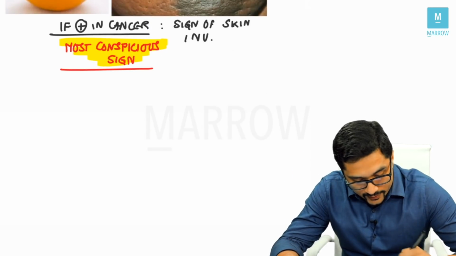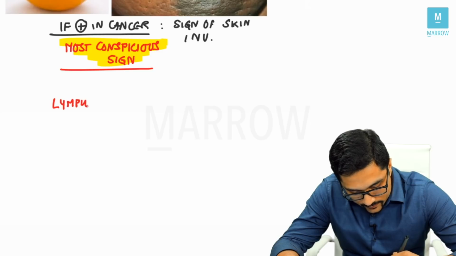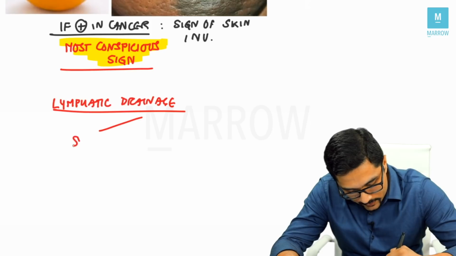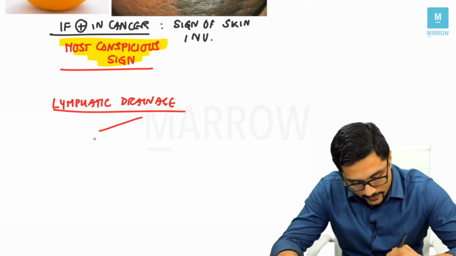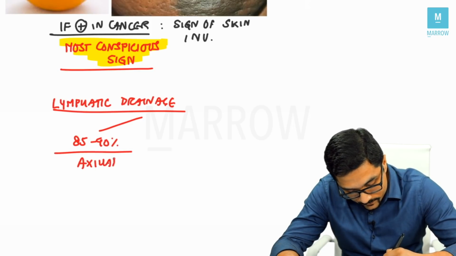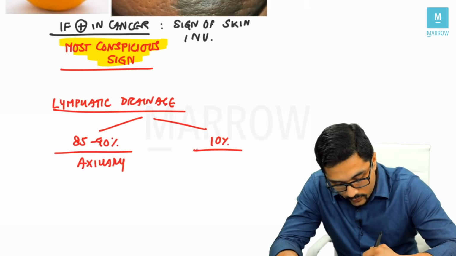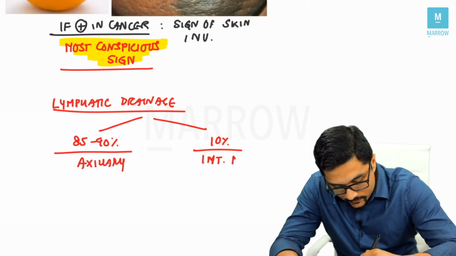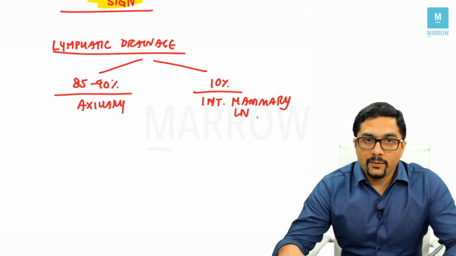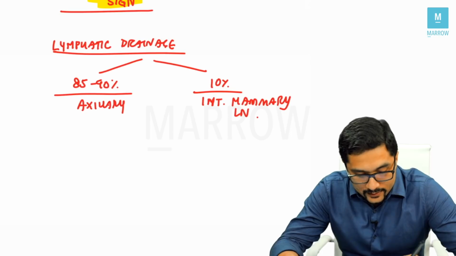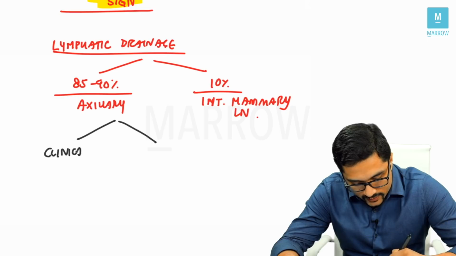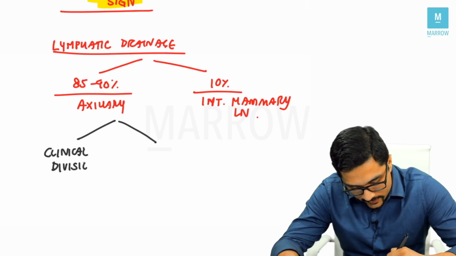Let's talk about the lymphatic drainage of the breast. Almost 85 to 90% of lymphatics are going to go to the axillary lymph nodes, whereas 10% of lymphatics are going to go to the internal mammary lymph nodes. So 85 to 90% goes to the axillary lymph nodes, and you can have two types of divisions in the axillary lymph nodes. One is your clinical division, which is important for your case presentation and viva.